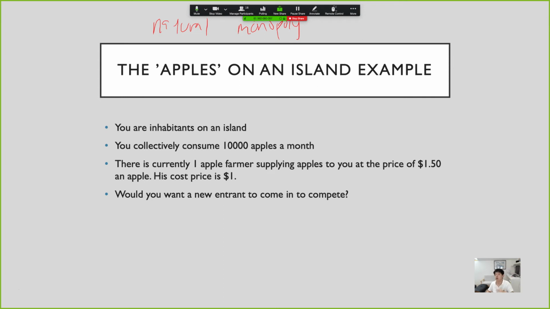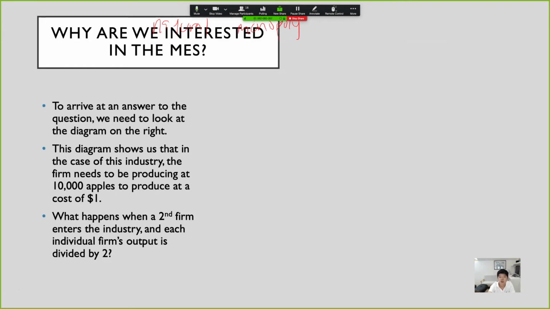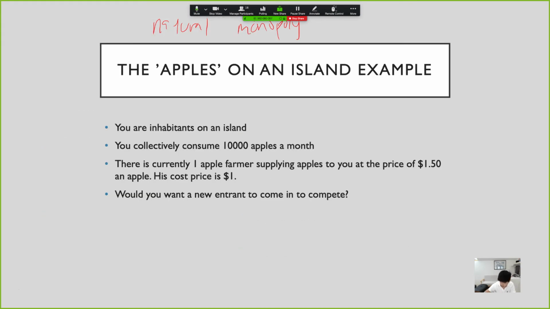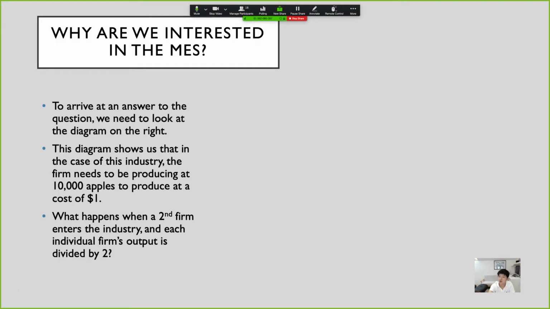His cost price is $1. And then you have this bitterness because you see, wow, this guy makes so much money producing apples. He makes 50% profit. If he sells at $1.50, that's 50% profit. That's very disgusting. So I want to come in and I want to compete with him. But we are saying that actually that's a terrible idea, because in this specific example, it is a good thing.